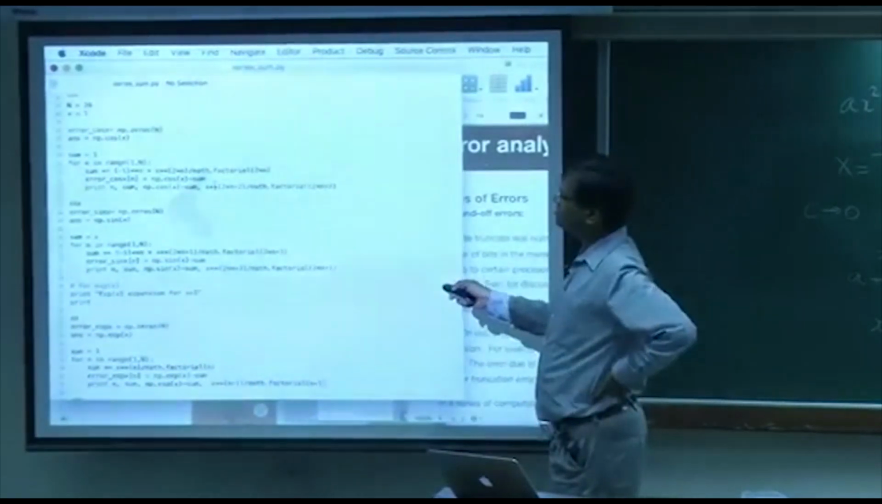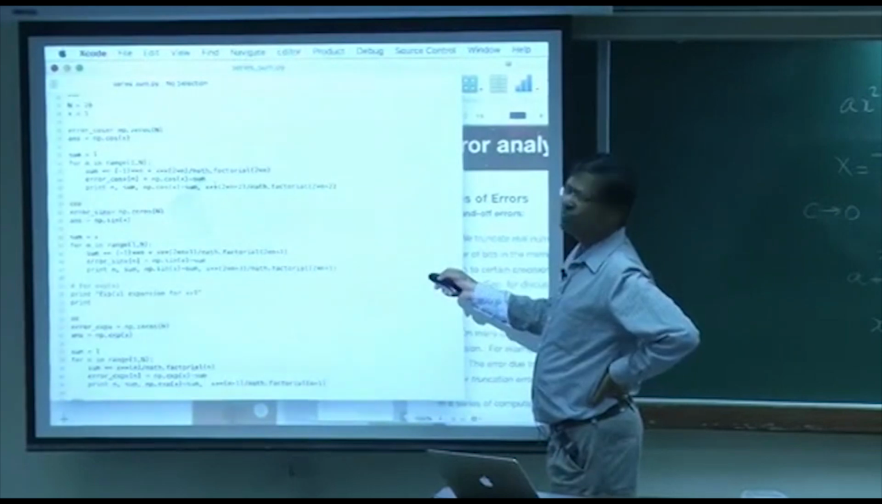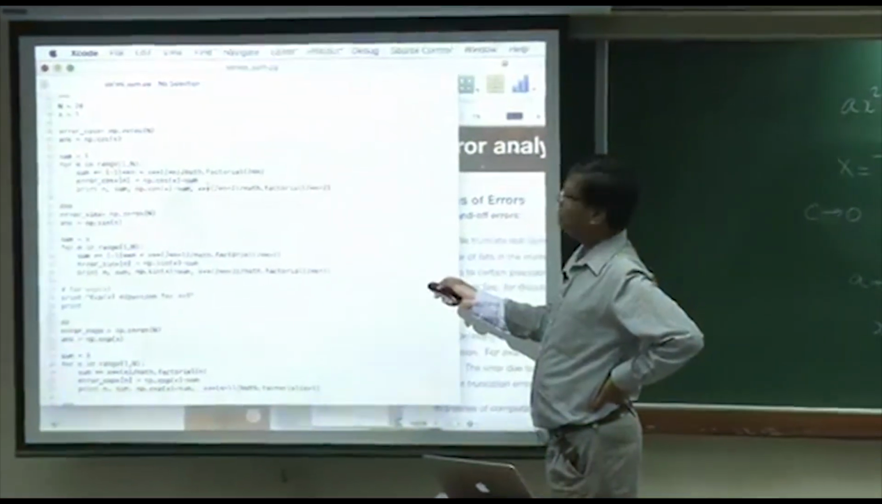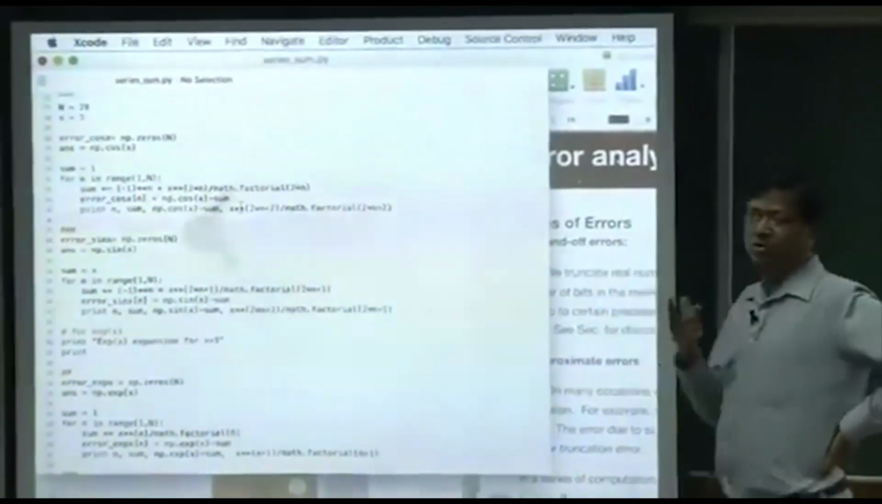Cos x. So, this loop is going to do cos x by series sum. The number of iterations I am going to do is 20, which is large. Now, I am going to compute x equal to 1. So, I am looking for the value of cos 1.